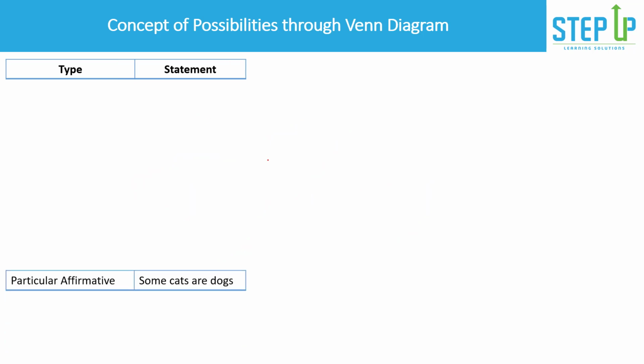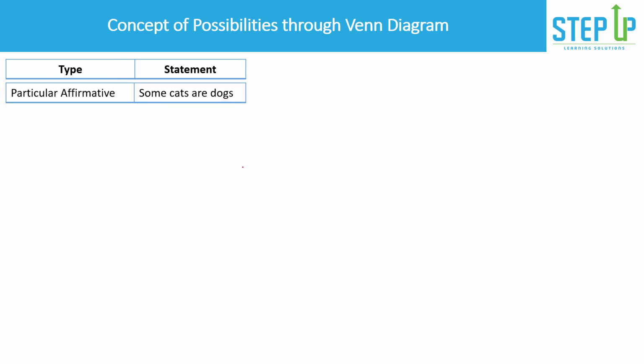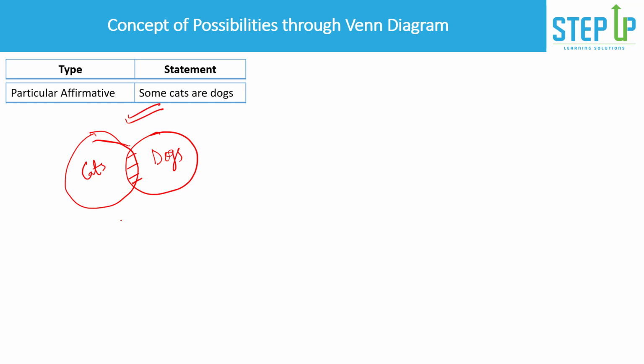Okay, let's move to the third statement. The third statement says some cats are dogs. Now what does this statement mean? If you were to represent this through a diagram, how can you do that? Most people will get this one first: they'll say this is cats, this is dogs, and here is the intersection. This represents some cats are dogs, and this is absolutely fine. So this is one possibility.